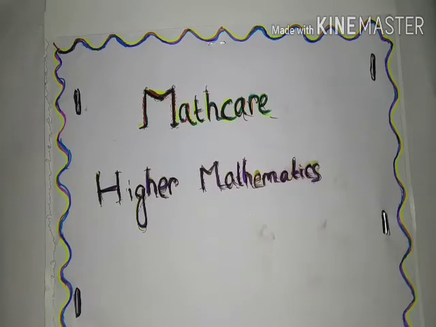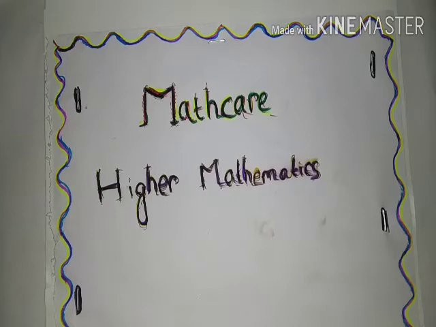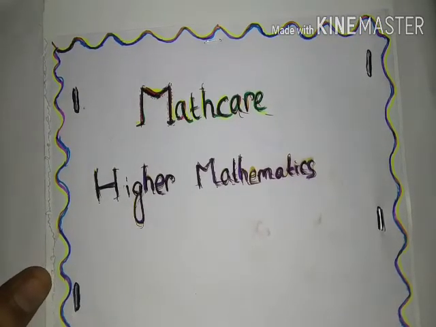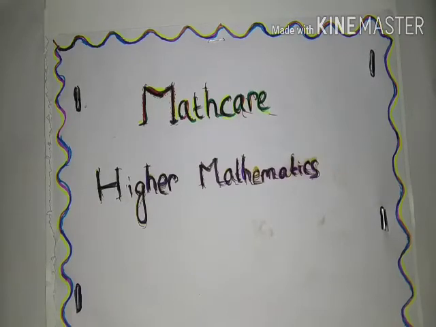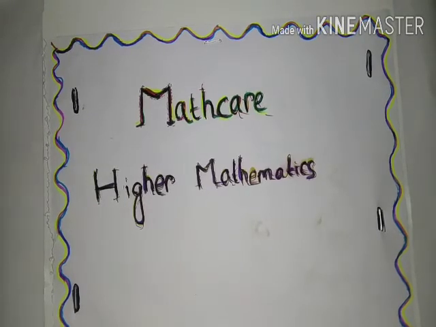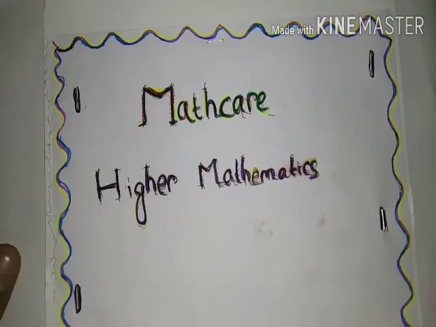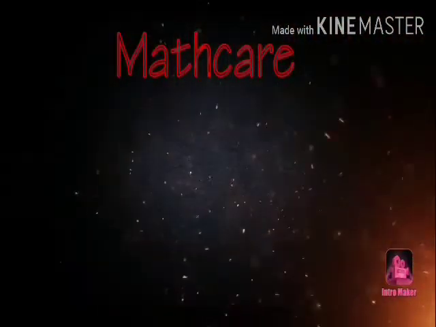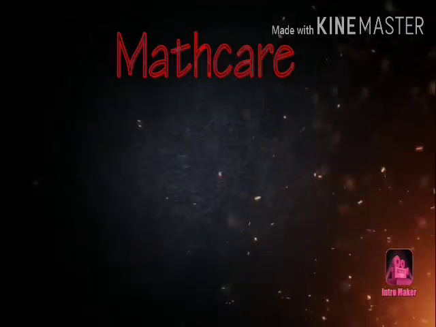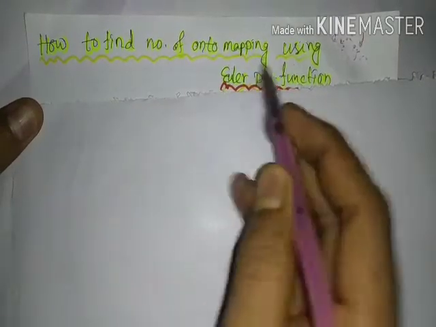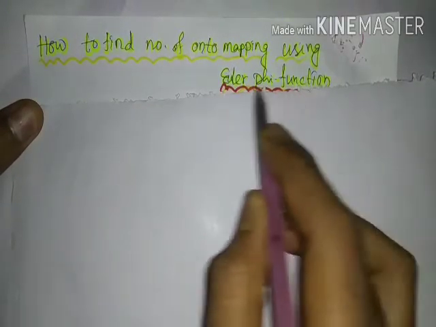Today I discuss how to find the number of surjective mappings of a function using the Euler phi function. To learn it, first we define the Euler phi function for two coordinates. Then we see it. So let's start. How to find the number of onto mappings using the Euler phi function.